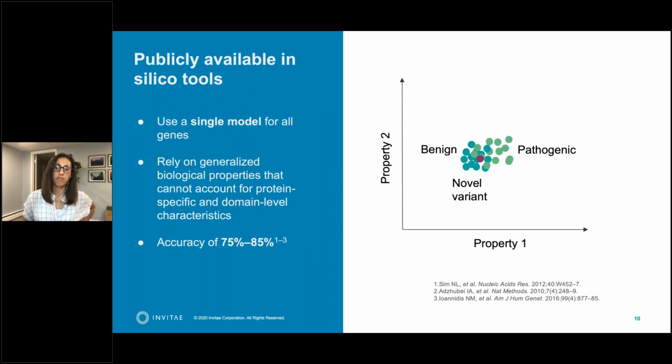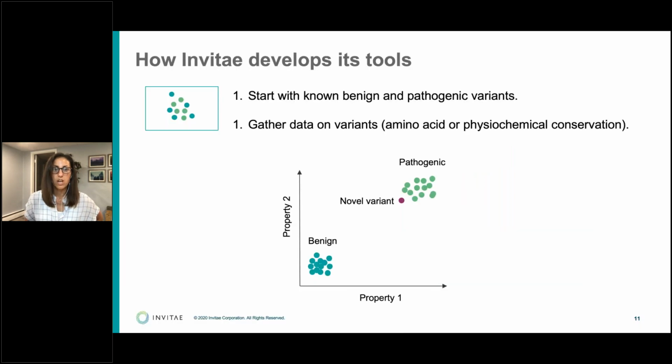So a key distinguishing feature of our sequence analysis tool is that the publicly available tools are created to be a single tool used on all genes. And a shortcoming of this approach is that by relying on generalized biological properties, you can't account for the many protein-specific or domain-level characteristics. And because of this, overall accuracy of these tools is generally limited to about 75 to 85%.